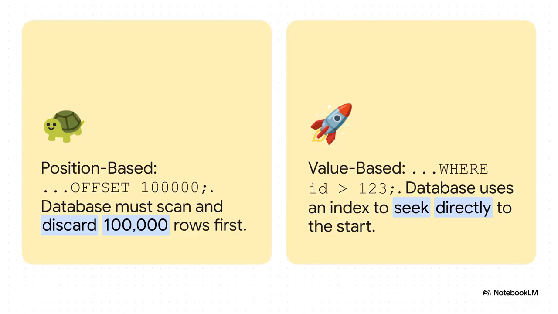And this slide just says it all, doesn't it? It's a total paradigm shift. On the left, you've got that slow, painful scan and discard method of offset, but on the right, the value-based approach uses a where clause. By saying where ID greater than 123, we're telling the database to use its index to seek directly to that spot and just start reading. It doesn't care if it's 100 rows in or 100 million rows in. The performance is consistently, beautifully fast.